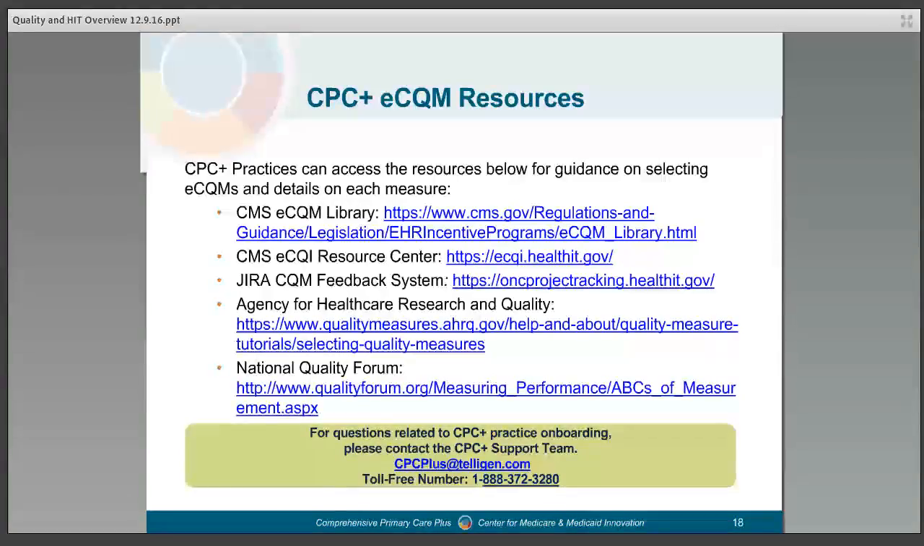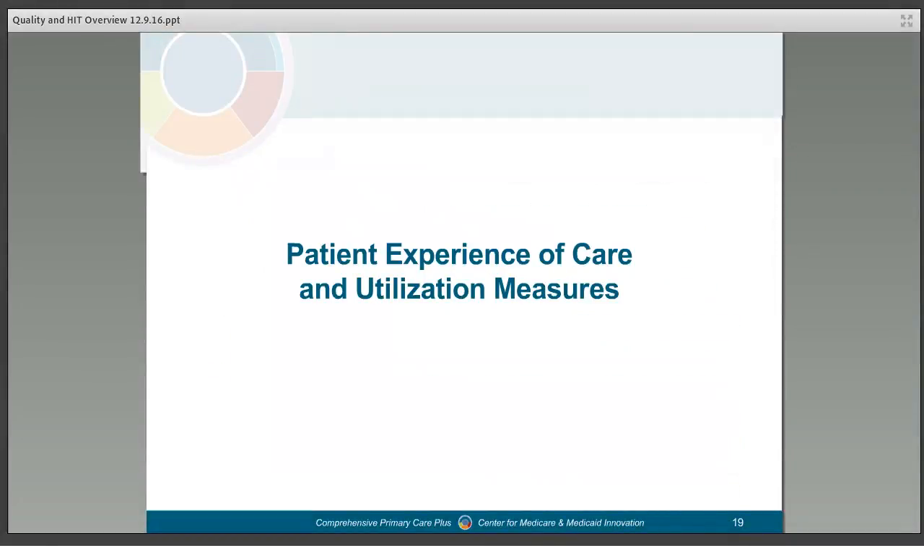And here are some resources related to eCQMs that we think are very useful for you, that explain the various eCQMs and their specifications and so on. They give you some tips on how to go about selecting appropriate quality measures for your practice. And we're available for questions at any time regarding those.